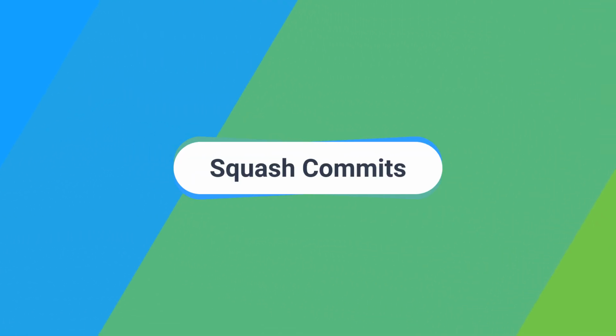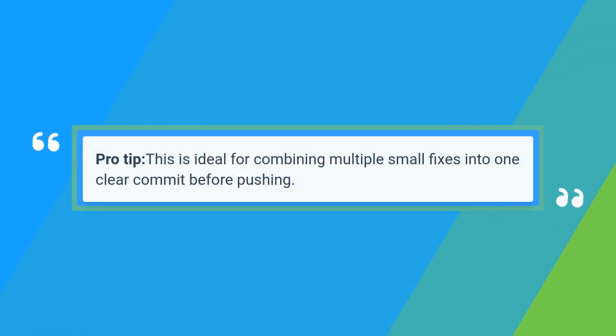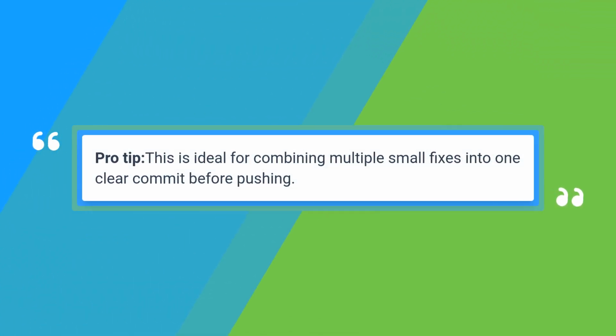Squash commits. Want to clean up your commit history before pushing? Squashing commits lets you combine several into one for a neater history. Why it's cool? Squashing makes your commit history look polished and professional, especially when you're sharing with a team. Pro tip, this is ideal for combining multiple small fixes into one clear commit before pushing.